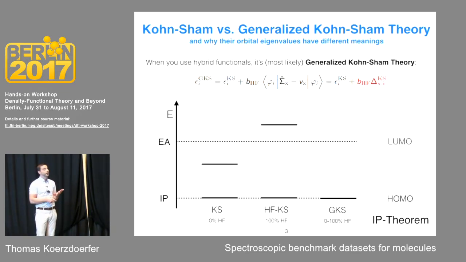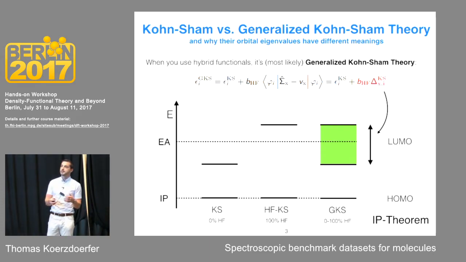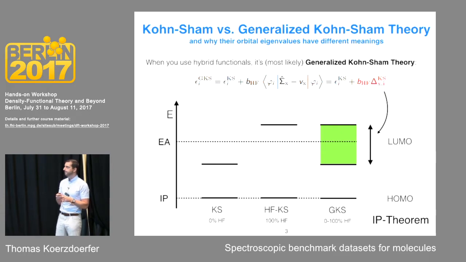But the LUMO eigenvalue will be very different. So the LUMO eigenvalue in this Kohn-Sham and the Hartree-Fock Kohn-Sham will be very different. In the Kohn-Sham it will be smaller than the electron affinity. In the Hartree-Fock Kohn-Sham it will be larger. Meaning that if you do a generalized Kohn-Sham theory, you get something in between. And there will be, for some molecules, some amount of Hartree-Fock exchange for which actually your HOMO-LUMO gap in generalized Kohn-Sham equals the fundamental band gap.